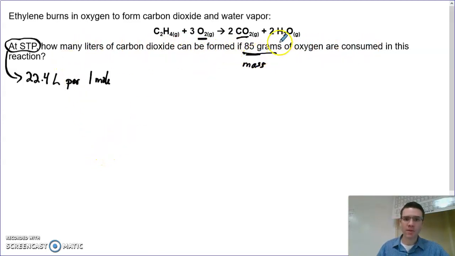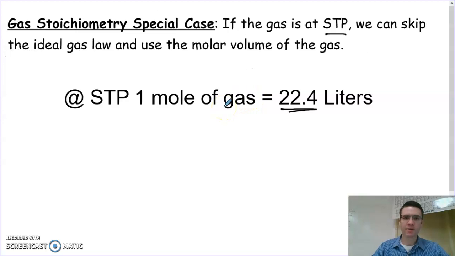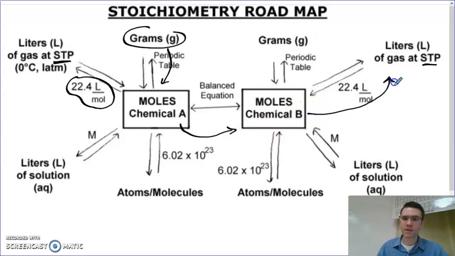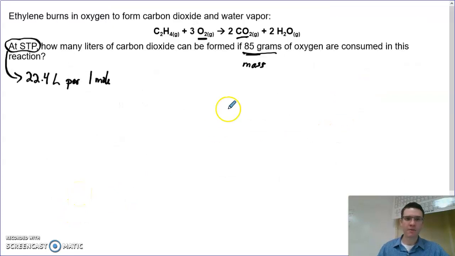So to do this problem, we want to start with our grams of oxygen. The problem is going to look like this for our conversion chart. We were given grams of oxygen. We're going to go into moles. Then we're going to go from moles of oxygen into moles of our CO2. And then from moles of CO2 into liters at STP using this ratio right here. So that's going to look like this if we write out the math.